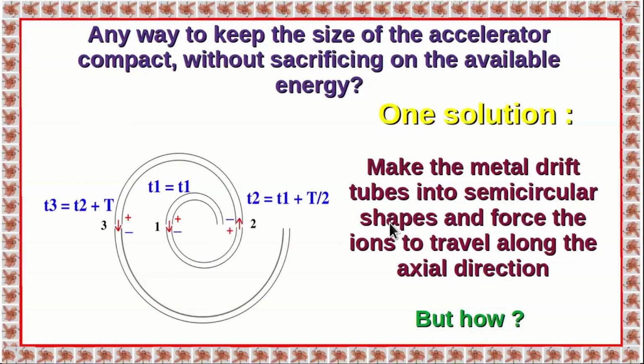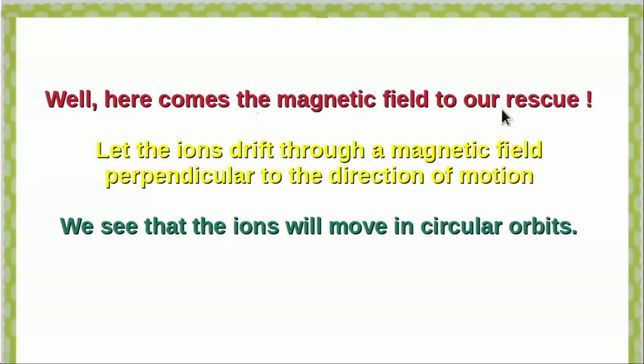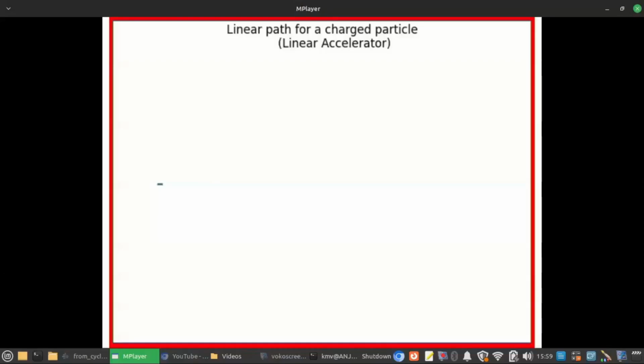But how? Well, here comes the magnetic field to our rescue. That means let the ions drift through a magnetic field perpendicular to the direction of motion. So naturally, the ions will move in circular orbits. Now, let us understand the working of the magnetic field in the following animation.